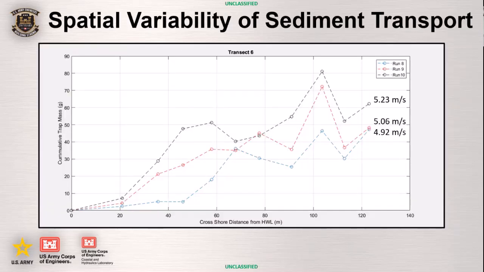So, looking at an example of one of our transects. On the x-axis is cross-shore distance, so 0 is at the high water line, and the last trap is in advance of the dune toe. And if you recall, I mentioned that the subaerial beach is what we're aiming to capture.